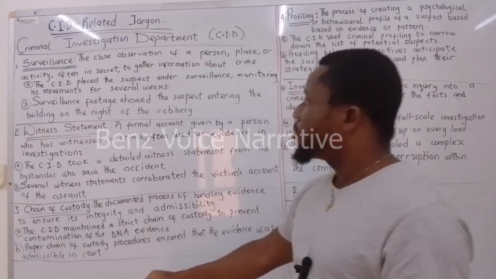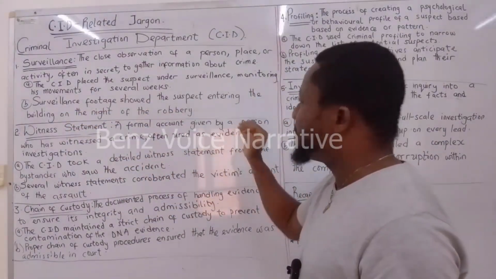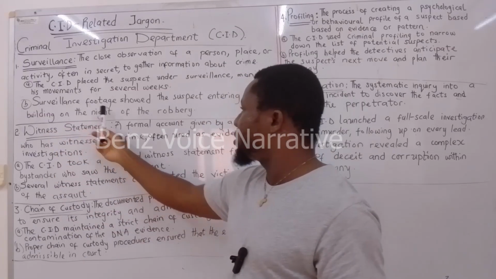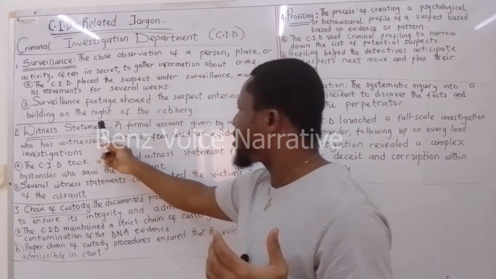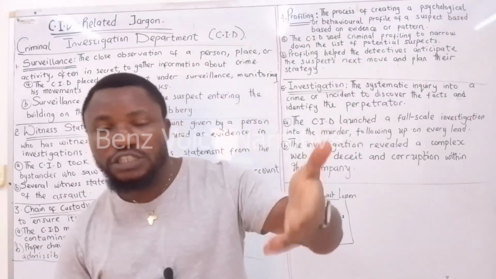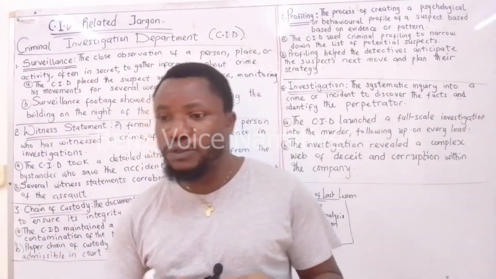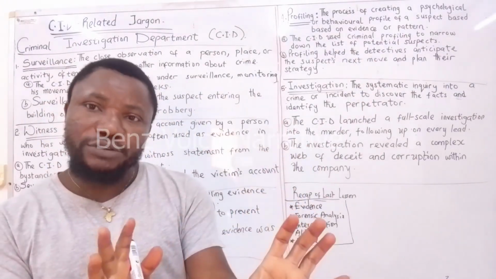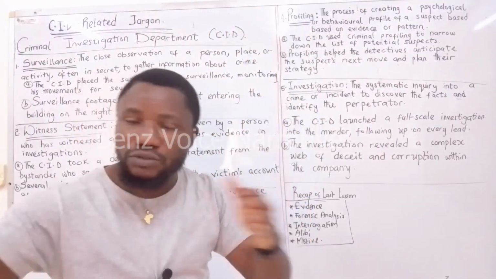And number two, surveillance footage showed the suspect entering the building on the night of the robbery. Now, when you have a lead that there is a potential threat somewhere, as an officer of the CID, what you're supposed to do is maybe go ahead of the suspect to set up cameras in the area, to have a view with all sorts of angles.